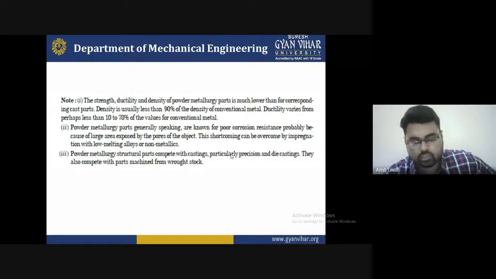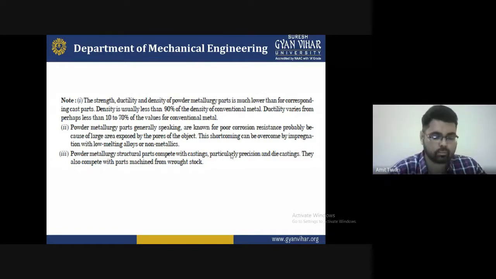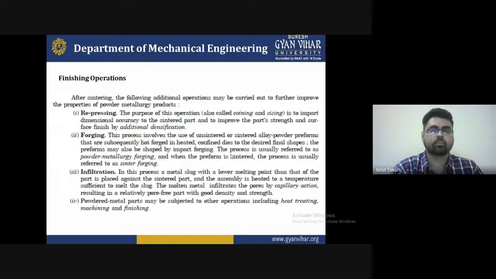And these are the conditions which will occur. It's not easy to handle. Now, some finishing operations are here, that is, after the sintering. Additional operations may be carried out to further improve the metallurgical properties of the products.